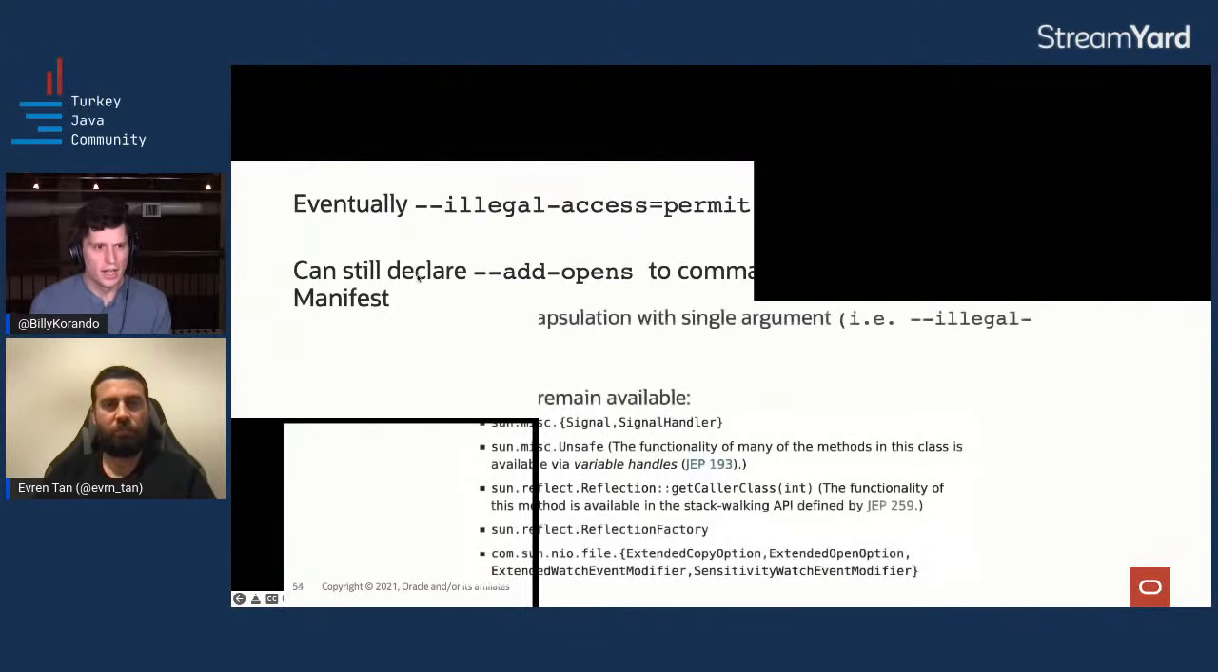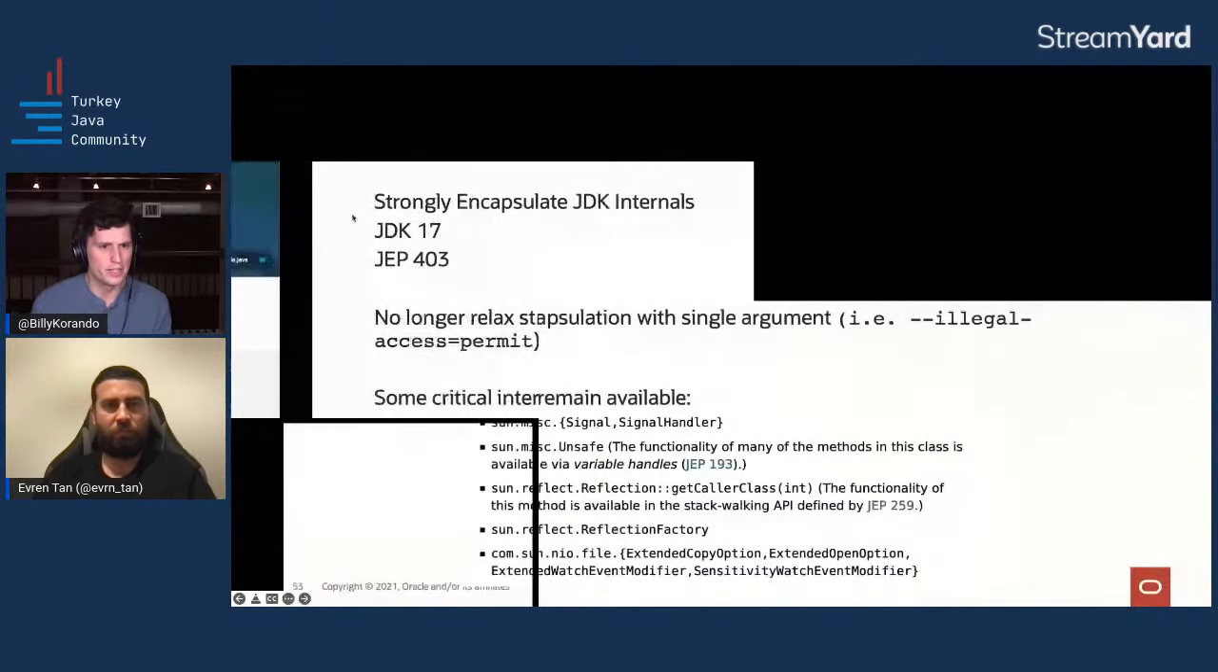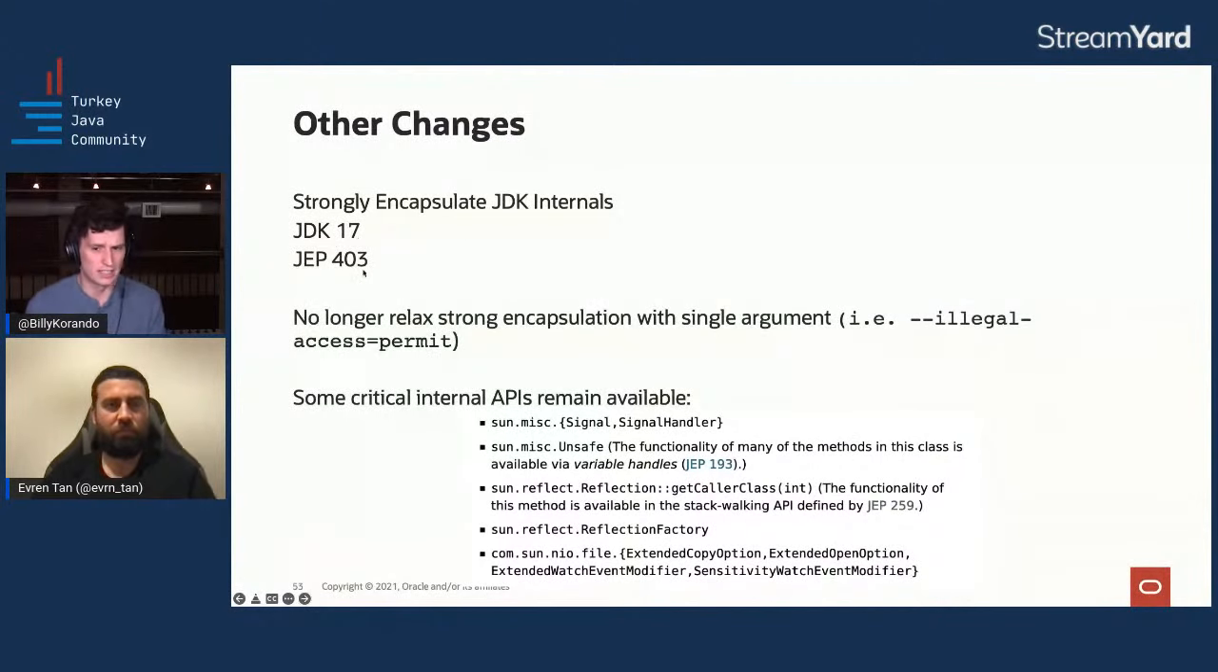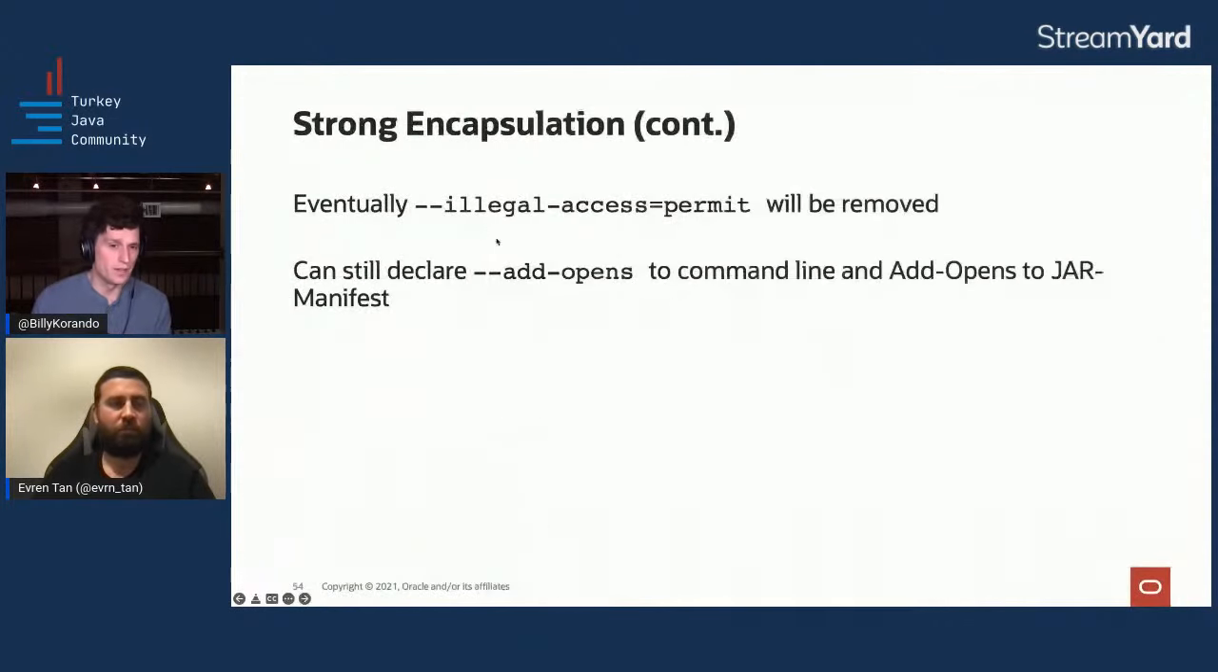Some other changes: the JDK will be strongly encapsulated by default, starting with JDK 17. That means the illegal-access permit will no longer work. But there are still some APIs, like sun.misc.Unsafe and a few others, that you won't have to use the illegal-access flag to get to. Eventually, the illegal-access flag will be removed altogether, so you'll get a runtime error. But you can still, of course, use add-opens on the command line or in a jar manifest.